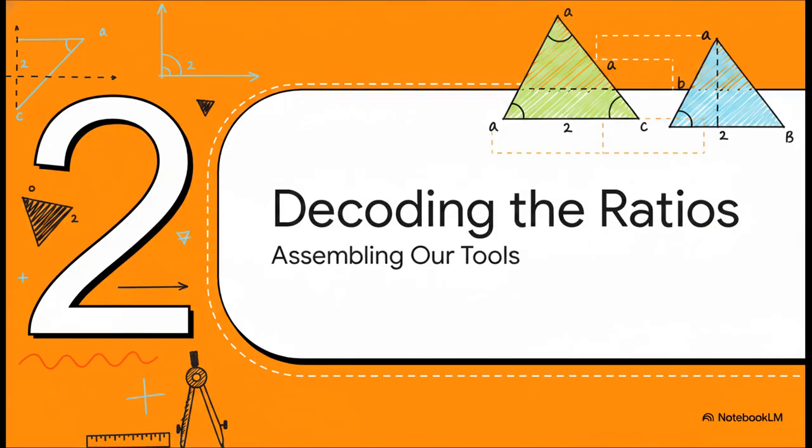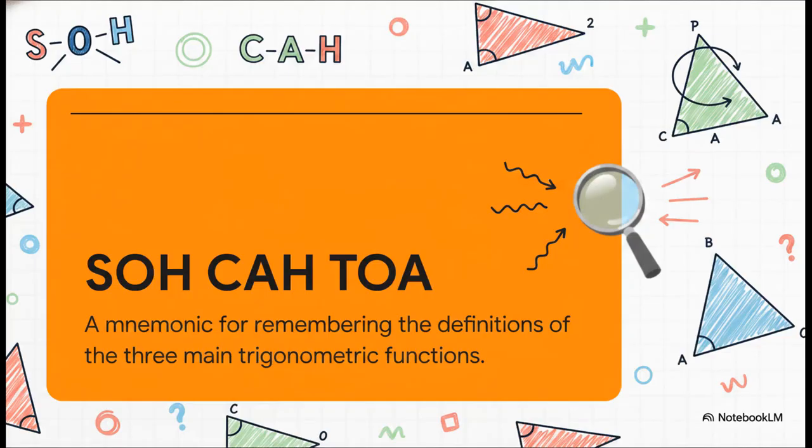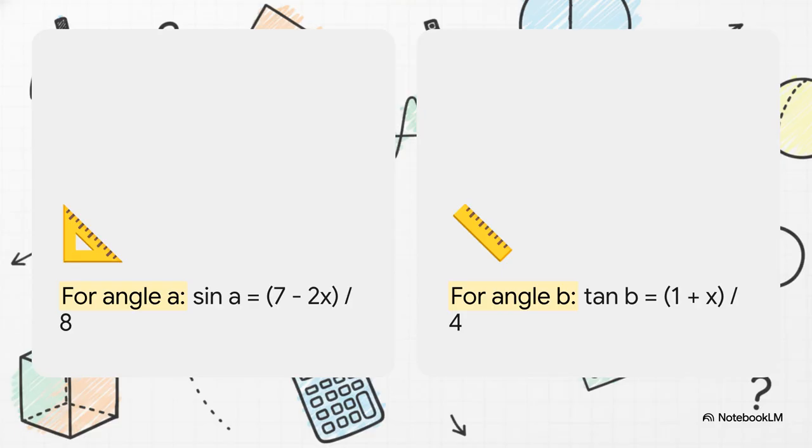On to section 2, decoding the ratios. So we know that sine A equals tan B, but what does that actually mean for our triangles? It's time to assemble our tools for the job. And for this, we have to call on our old friend, SOHCAHTOA. You know it, you love it. These are the fundamental rules for sine, cosine, and tangent in any right-angled triangle, and they're exactly what we need right now. So let's put it into practice.